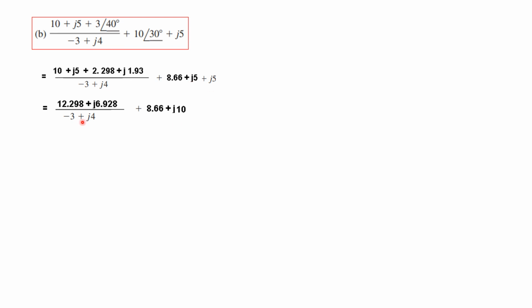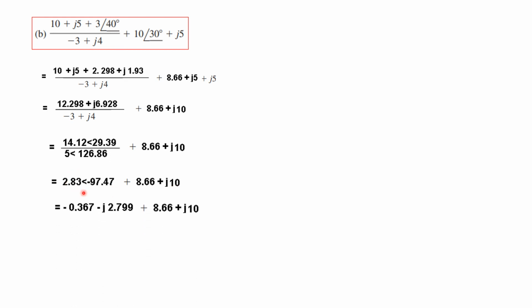And now, because we have to divide, so we convert the rectangular into polar. Converting rectangular into polar, and this remains as it is. Dividing, we get 2.83 angle minus 97. Again, since there is an addition, we have to convert this into rectangular form. Converting into rectangular and then adding we get this answer.